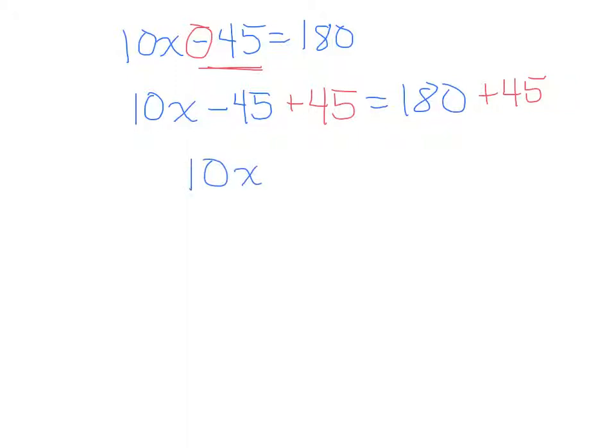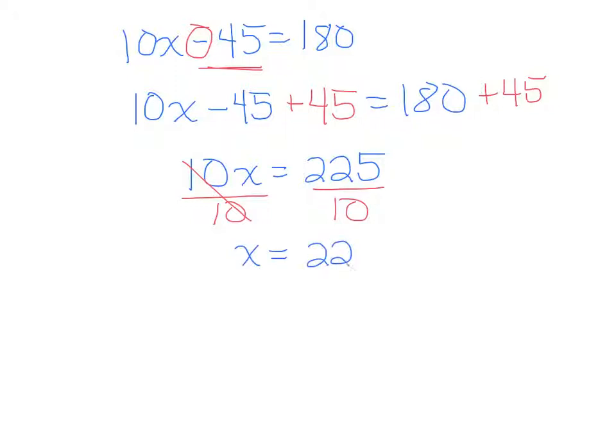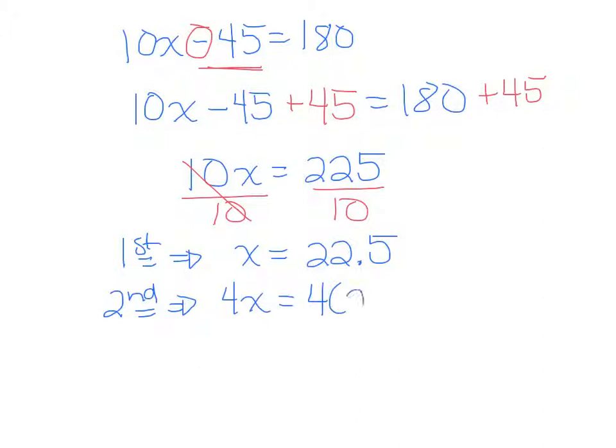Now I have 10x equals 225. To eliminate the 10, I'm going to divide both sides by 10. So x equals 22.5. This means that my first angle is 22.5. My second angle is 4x. This means I'm going to take 22.5 and multiply it by 4. My second angle is 90 degrees.